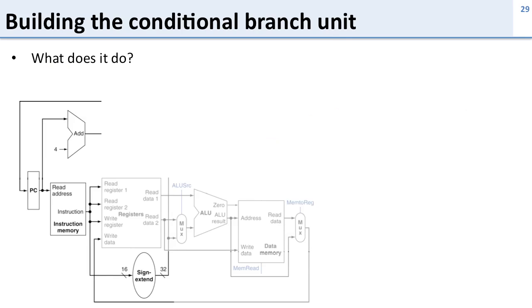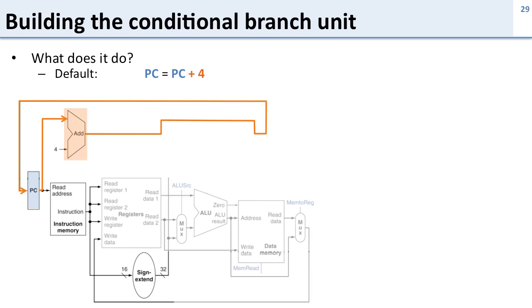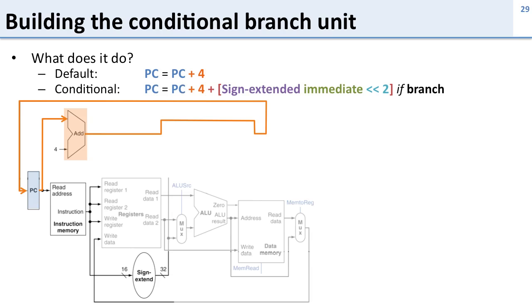Now, let's talk about building the branch unit. So what is the branch unit going to do? Most of the time, it's going to do what we saw before, PC equals PC plus 4. So we take our program counter, take the output, put it into our adder, add 4, and then we put it back into the program counter. However, when we have a conditional branch instruction and we take the branch, we do something different. Here we're going to do PC equals PC plus 4 plus the sign extended immediate value from the instruction, left shifted by 2, but we only do that if we're supposed to take the branch. So let's take a look at how we build that logic.